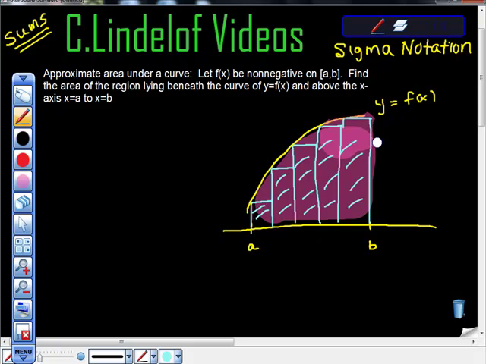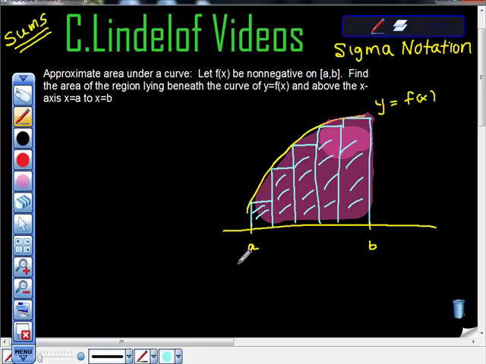So let me give some detail to this. I'm going to approximate the area under a curve, and I'm going to say let f of x be non-negative on [a, b]. You can see that my curve is non-negative on [a, b]. And we're going to find the area lying beneath the curve of f of x, so underneath the curve but above the x-axis. So it has to be above the x-axis. This is something that will change, but for now we're just going to talk about above the x-axis. And we're going to say from x equals a to x equals b.